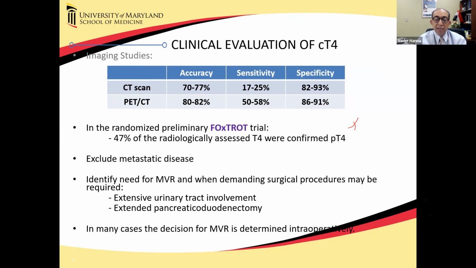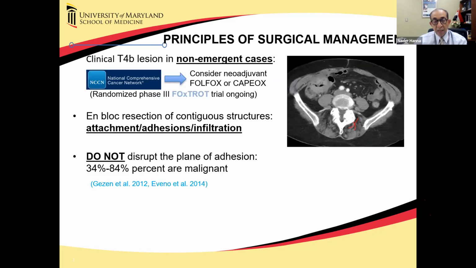But most readily is when you need to do a Whipple procedure or a major vaginal resection, because these are demanding and obviously have a higher rate of complication. But as many of you have done many of these cases, you know for a fact that in many cases the decision for multivisceral resection is really determined by the intraoperative finding. Remember, we said the best X-rays we have, whether it's the CT scan, MRI, or PET CT, can only accurately diagnose it in about 47% of cases.